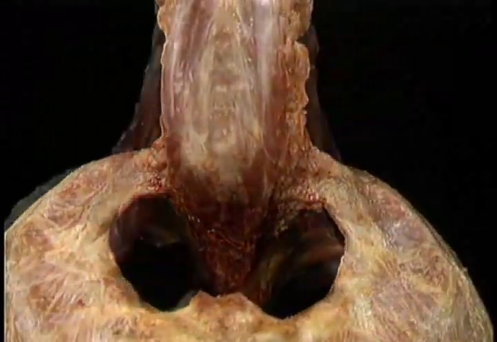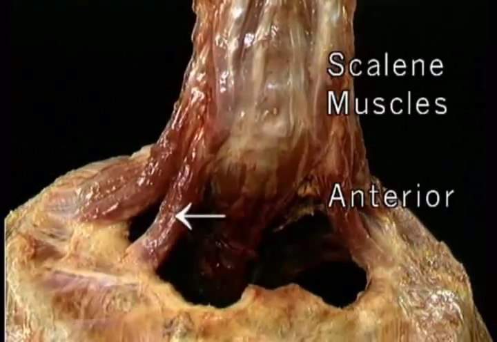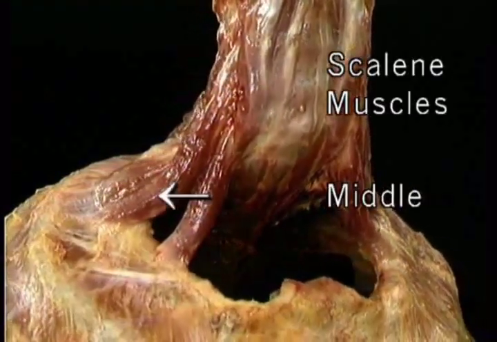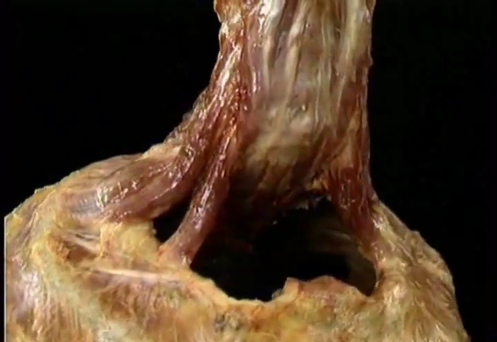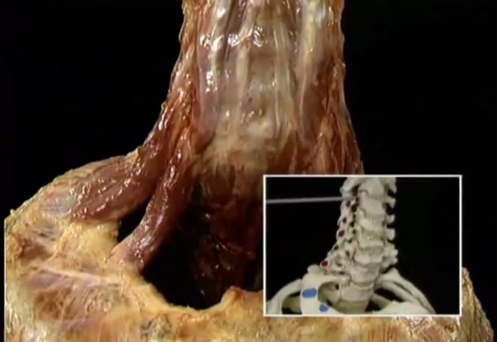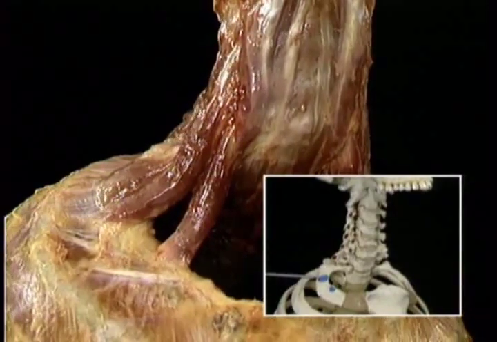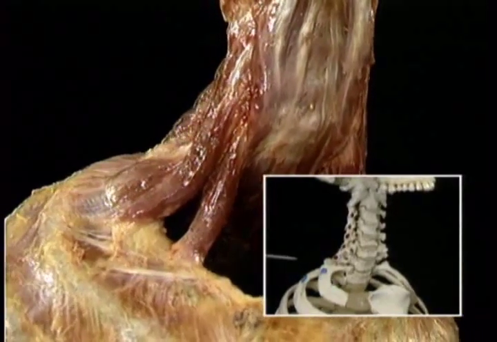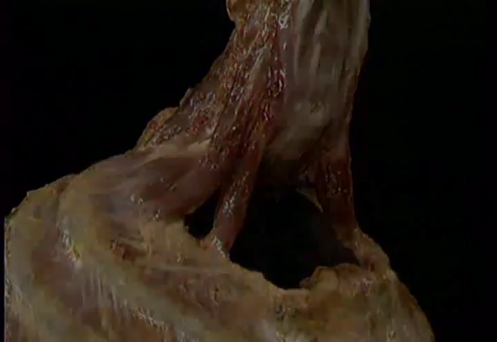Next we'll add the 3 scalene muscles to the picture. The anterior scalene, middle scalene, and posterior scalene. They arise from the transverse processes of the lower 5 cervical vertebrae. The anterior scalene from the anterior tubercles, the middle and posterior scalene from the posterior tubercles. The anterior and middle scalene muscles insert on the first rib. The posterior scalene inserts on the first and second ribs.